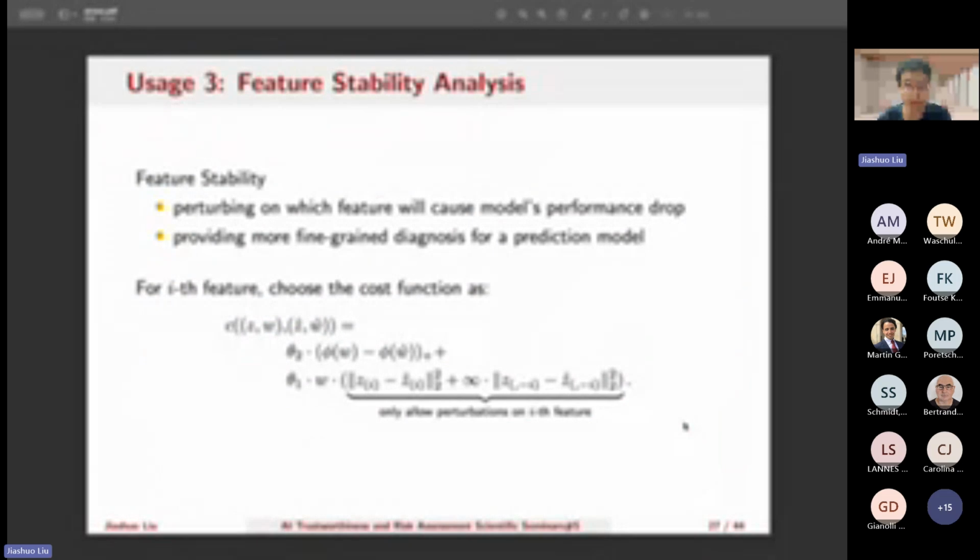And also we find that our stability measure allows us to compute the feature stability. So here the high-level idea is that we can only perturb.